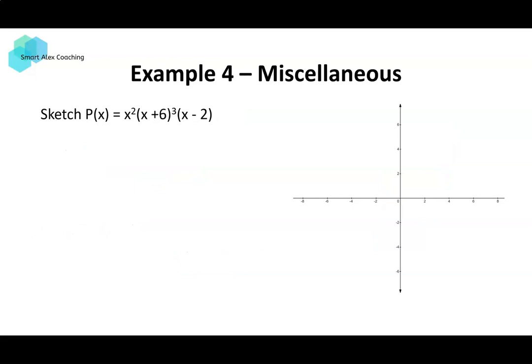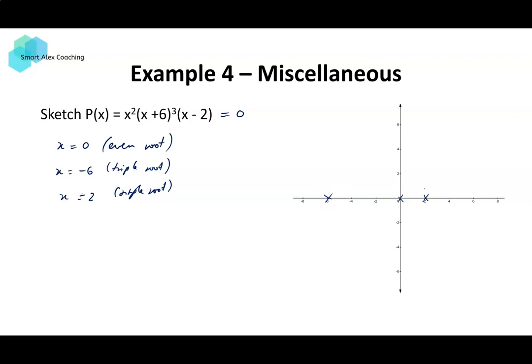In the next example, example 4, I have a combination of an even root and an odd root. Again, solving for p of x equals 0, I'm going to get a root at x equals 0. This is going to be an even root with multiplicity 2. I'm going to get a triple root at x equals minus 6. And at x equals 2, I'm just going to get a single root. Marking it on the diagram first, at 0, at minus 6, and at 2.